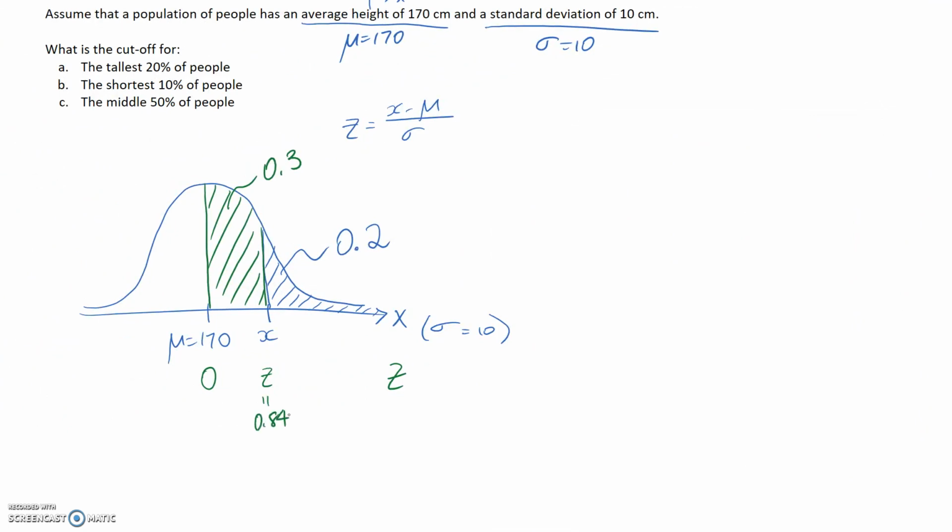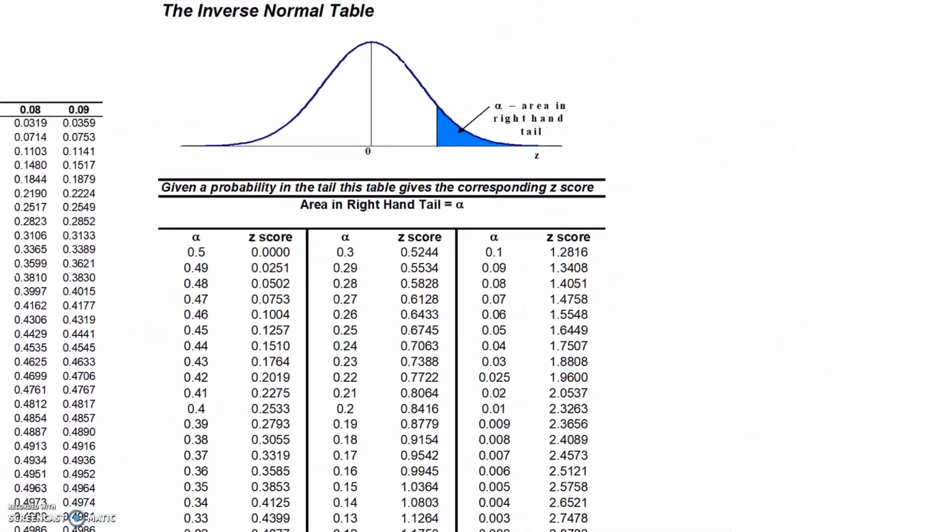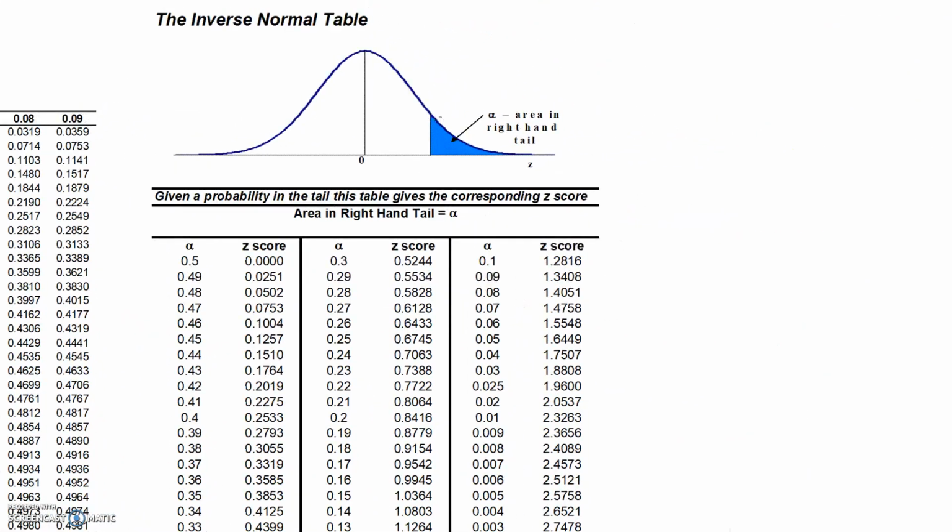Now, an alternative way of doing this is to use the inverse tables. So for the inverse tables, you can just directly use this 0.2 area. So let's go and look at that. So it's this one here. So it's telling you this is the area that I'm interested in, and I'm going to spit out the z-score corresponding to that. So in the case we just did, it was 0.2.